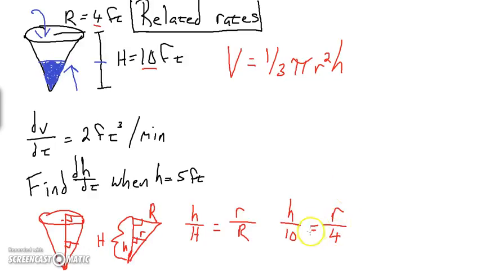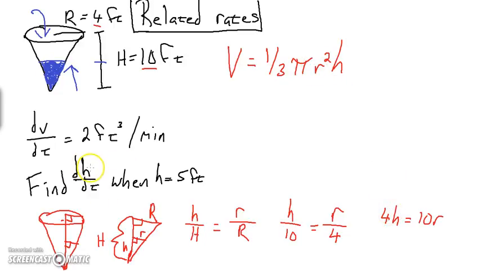Now we can cross multiply and solve for this. We're going to get 4h is equal to 10r. Last step is we need to solve for one or the other and put it into our generic volume formula up here. Which one are we going to solve for?